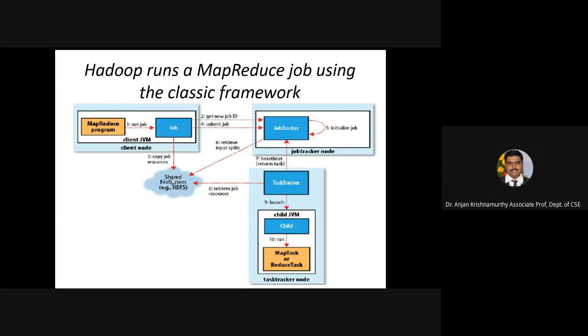Finally, what happens? It retrieves all the job resources, completes the execution, and returns all the individual task results back to the job tracker. Now, it is the work of the job tracker to put these pieces together as a single output and submit it as the final output. So this is the anatomy of how a MapReduce job runs in the case of a classical framework like Hadoop.